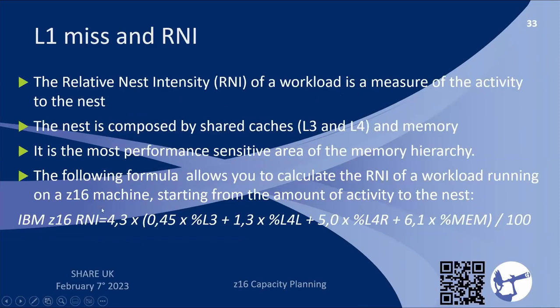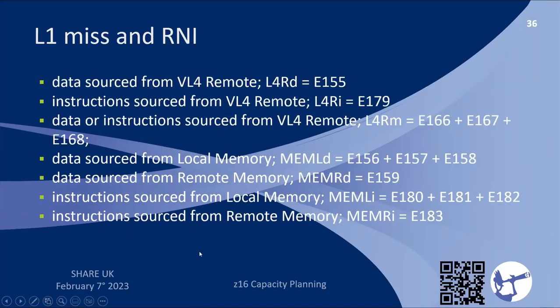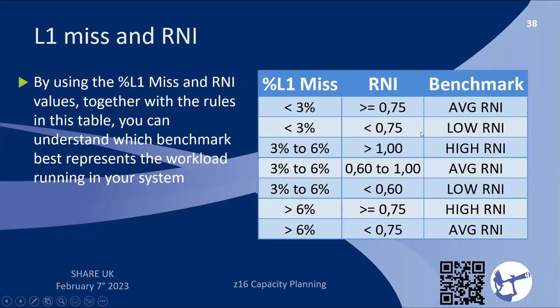So in order to calculate the RNI, you have to multiply 4.3 multiplied by, open bracket, blah blah blah, level 3 plus. So you apply this formula. In the end, you will have a number. How do you use that number? You use it in this table. If this number is greater or equal to 0.75, and the level 1 cache miss is less than 3%, then you are in an average RNI.